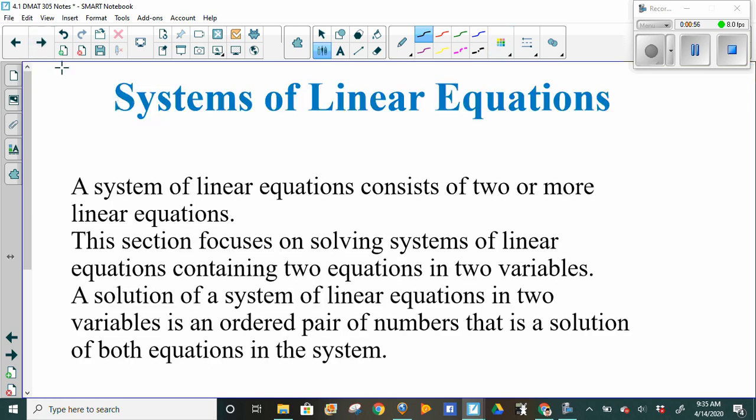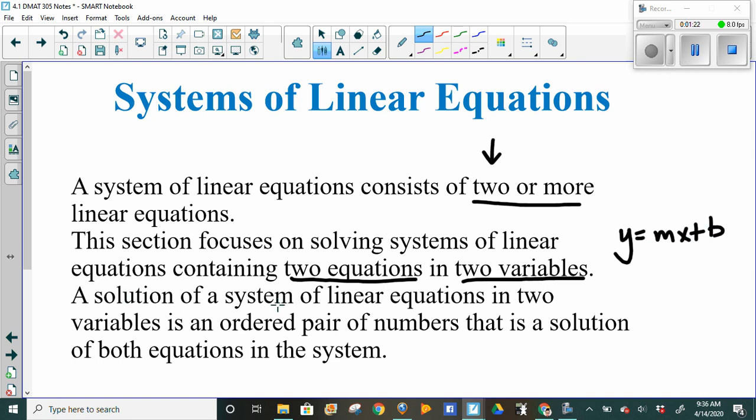So 4.1, systems of linear equations. A system of linear equations consists of 2 or more. We're only going to look at 2 in this class. This section focuses on solving a system of linear equations containing 2 equations and 2 variables. So we're going to have 2 equations and 2 variables. So y equals mx plus b. A solution of a system of linear equations in 2 variables is an ordered pair. So you're going to be finding what the x and the y are. So that answer will be a solution for both equations in the system.